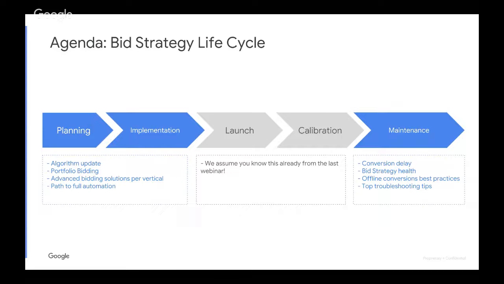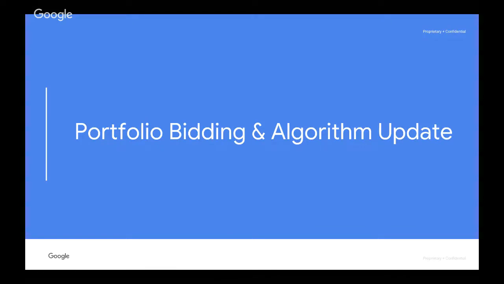Now, moving forward, we will skip or assume that you know how to launch a bid strategy, what the calibration period is, and what the best practices are there. As I said previously, if you've missed the first webinar where that was covered, the link will be provided so you can watch it at a later stage. And finally, moving into maintenance, we'll speak about some important aspects such as conversion delay, bid strategy health, how you keep it healthy, up and running, what the best practices are with offline conversions, and lastly, if anything goes wrong, knock on wood it won't, what the top troubleshooting tips are, naturally followed by any questions that you may have. So, portfolio bidding and the new algorithm update.